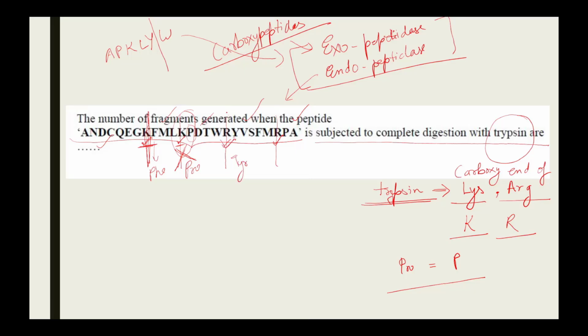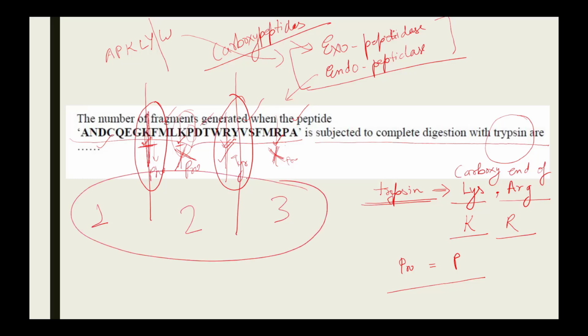So here trypsin can cleave or digest this polypeptide. Okay, and here in the last arginine residue, after arginine again proline is present. So here also trypsin action will not work. So there are only these one in two places where trypsin can cleave the polypeptide. So after these two cleavage, the polypeptide will be divided into 1, 2 and 3. Total 3 fragments will be generated.